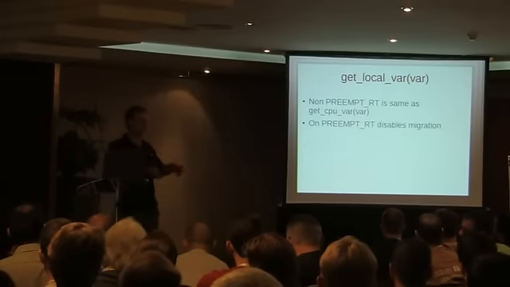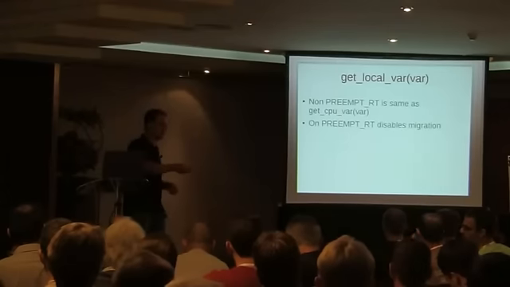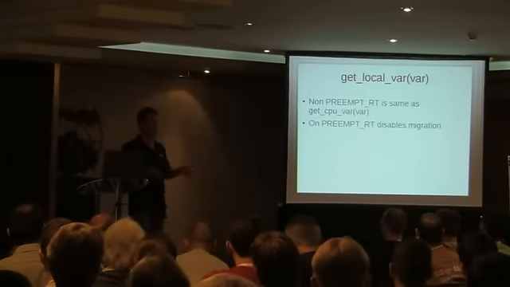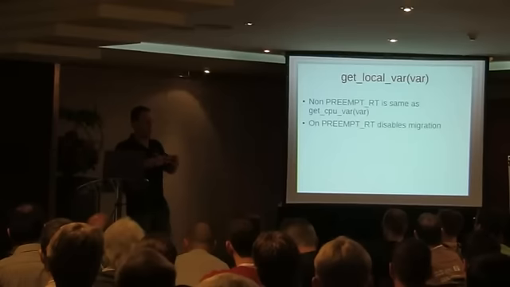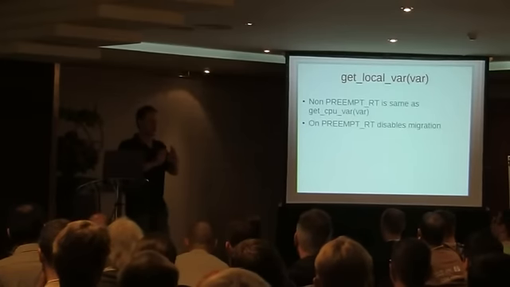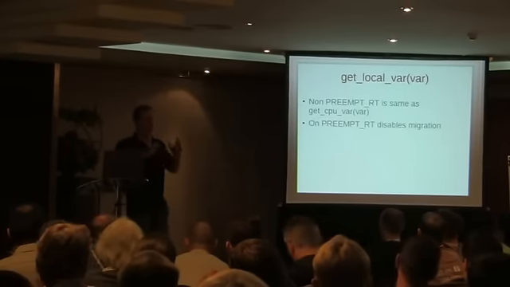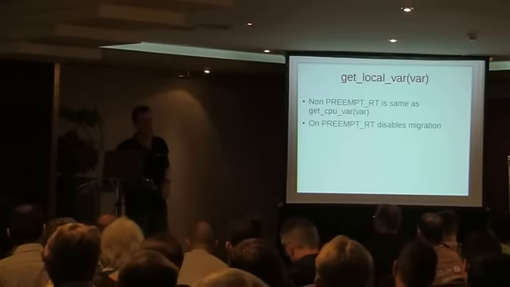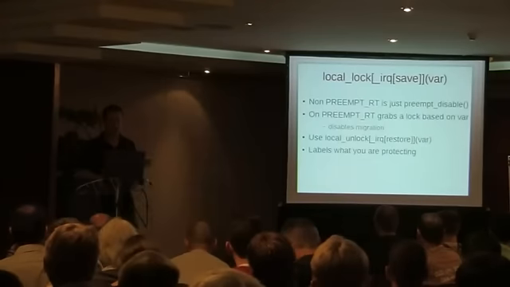Get CPU is just if you want to associate a variable with what you're doing. Get CPU var is actually nicer because when you look at get CPU, there's no name attached to it, so you have to figure out what are they doing here? When you get CPU var, you actually say, oh, this person's using this per CPU variable. So it helps you.